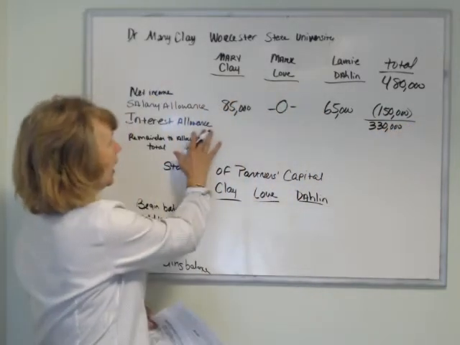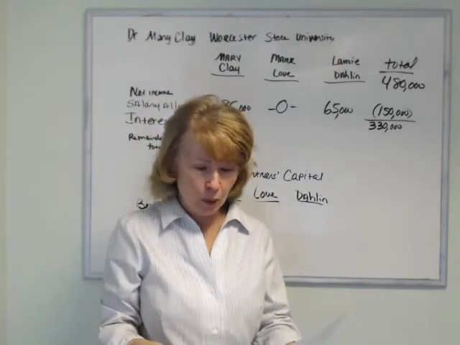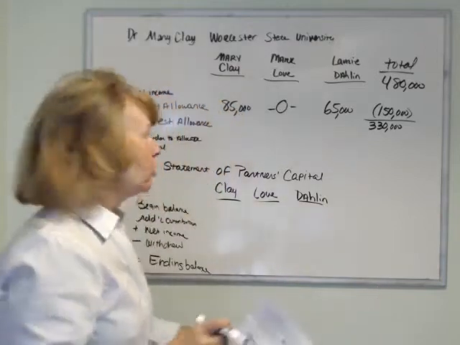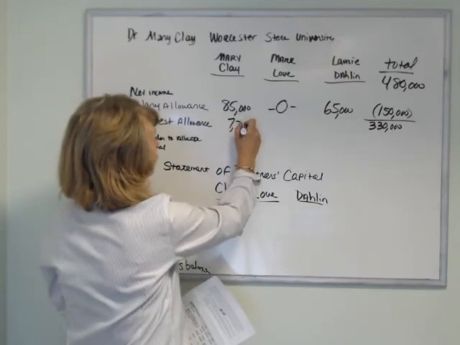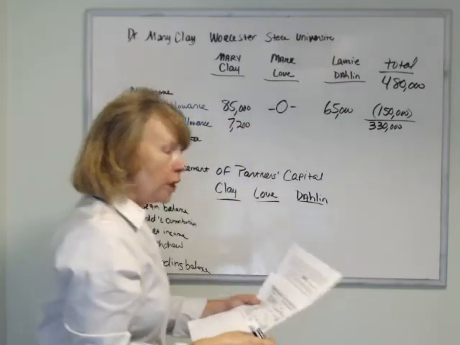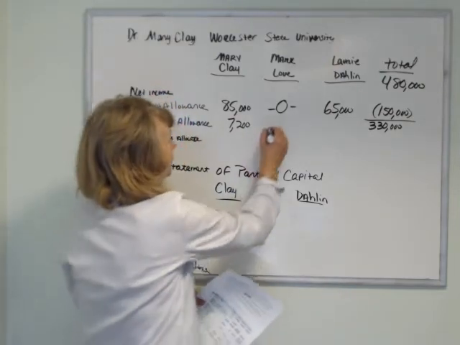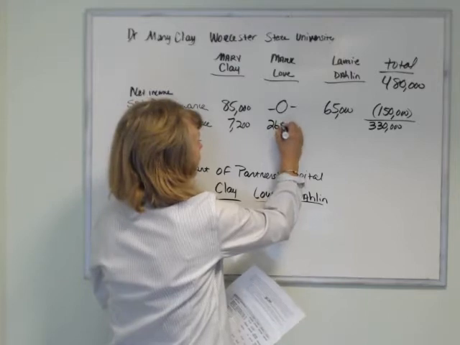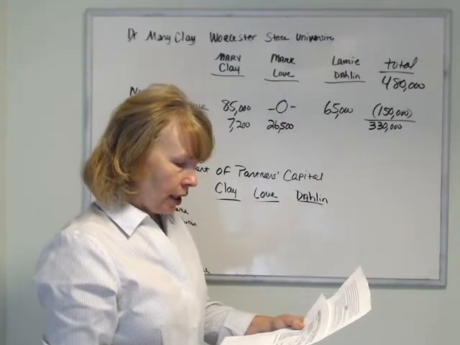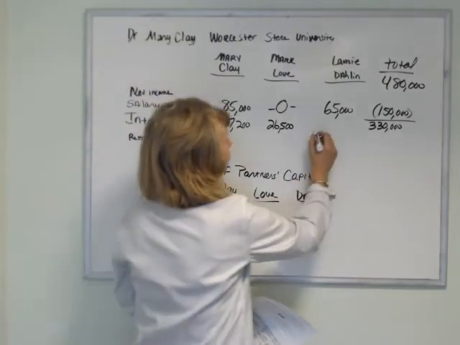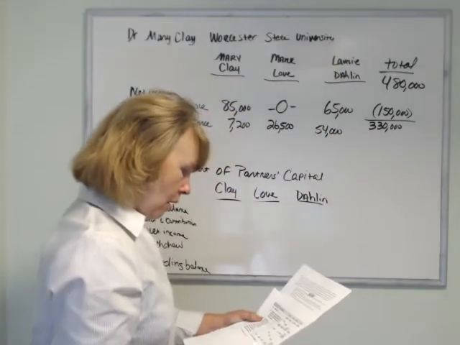Next, I'm going to allocate my interest allowance. It's on the initial capital balance. So we go back to Clay, which is 72,000. Take 72,000 times 10%. That gives you 7,200. Next, we go to Love. Love was 265,000. Multiply that by 10%. That's 26,500. Next, we go to DeLean. DeLean is 540,000. Multiply that by 10%. That gives you 54,000.